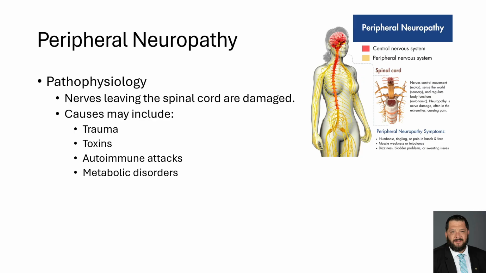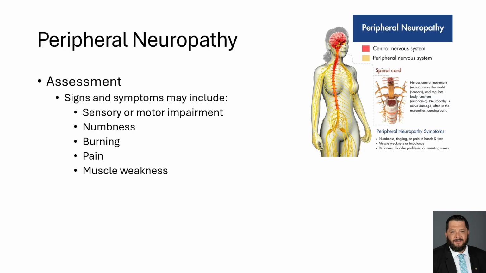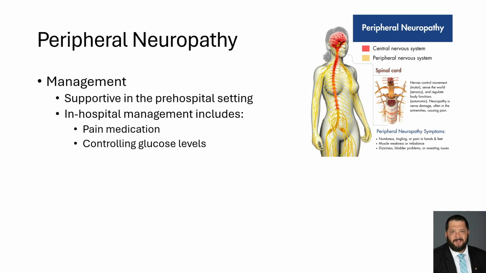Peripheral neuropathy is where the nerves that lead to the spinal cord are damaged. Causes can include things like toxins, autoimmune disorders, metabolic disorders, or trauma. Signs and symptoms for peripheral neuropathy include sensory and motor impairment, pain, tingling sensation. A term for that is paresthesia, that pins and needles sensation in the hands and feet. It can be accompanied with muscle weakness and burning sensations as well. Largely supportive care for the pre-hospital setting for these patients, and in-hospital treatment will be aimed at controlling glucose levels and managing the patient's pain.